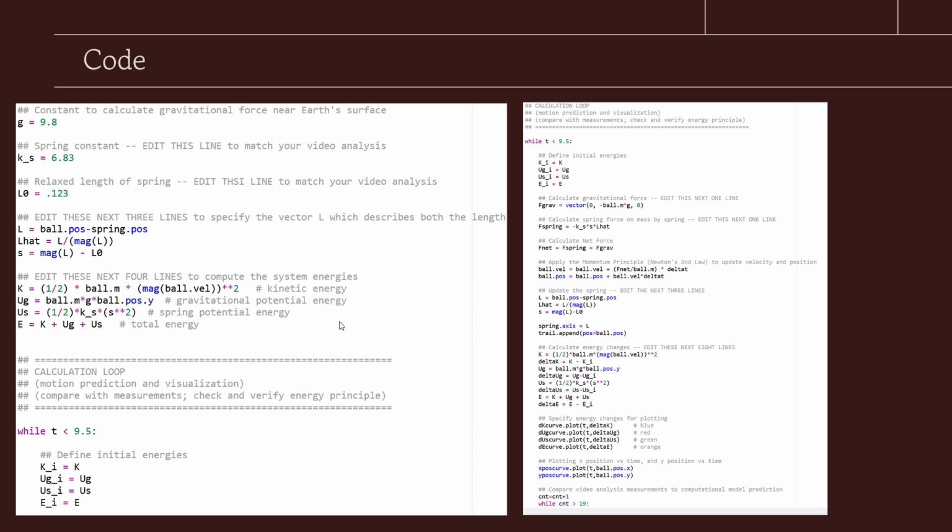This is the code, a lot of the code that we had to work with. Obviously gravity's 9.8, but this was given in a video, and this was also given in a video. L, pretty easy: ball position minus my spring position. L hat is just L divided by the magnitude of L. Spring stretch is magnitude of L minus L naught. Cool. K equals 1/2 times ball mass times magnitude of ball velocity squared. Gravity, that's the spring, and that's total energy. This is the initial energies down here, which can also be seen right here.